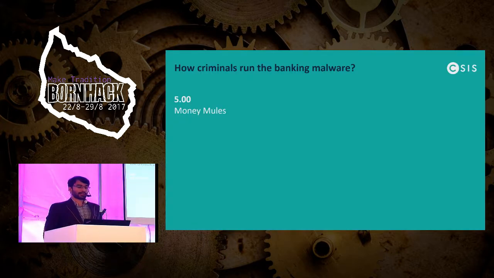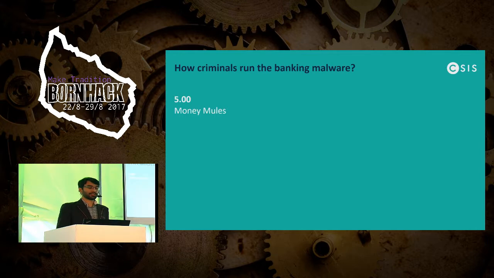The last part of it is called the money mules. This is the most important part of the banking malware, because this is the bottleneck of the whole operation. If you infect 1 million people and you have access to their bank accounts, you can only transfer as much money to your accounts as you have accounts to receive it in.